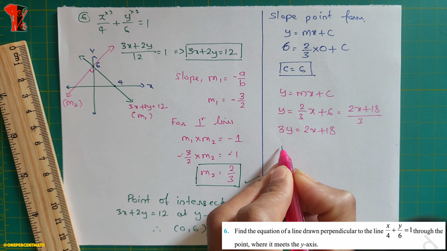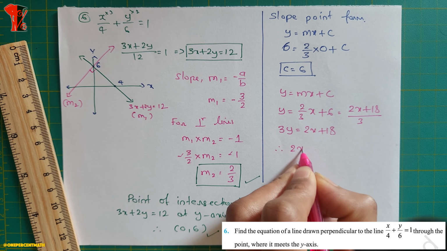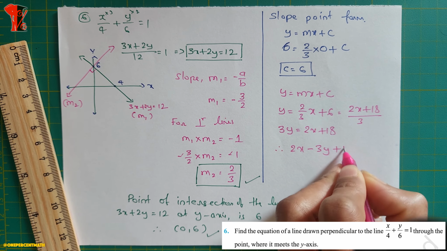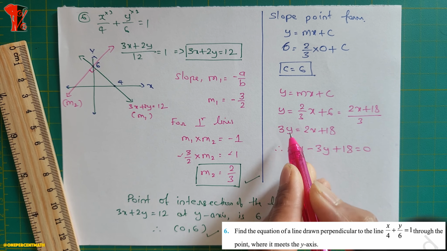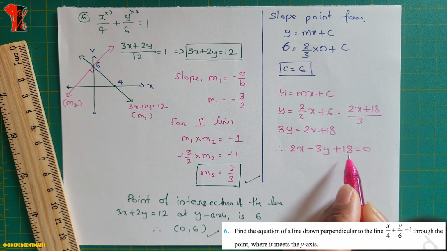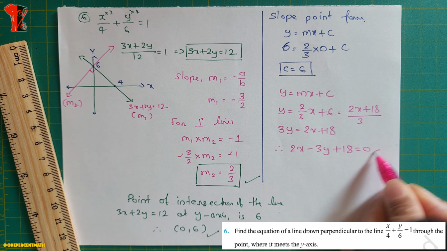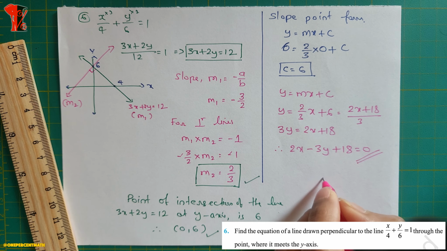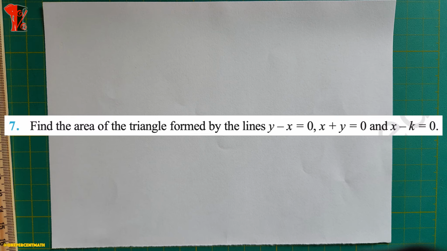If I rearrange the equation, what do I get? 2x minus 3y plus 18 equal to 0. That means I transpose 3y to this side. I got 2x minus 3y plus 18 is equal to 0. Now this is going to be the equation of this particular line. So let's move on to question number 7.